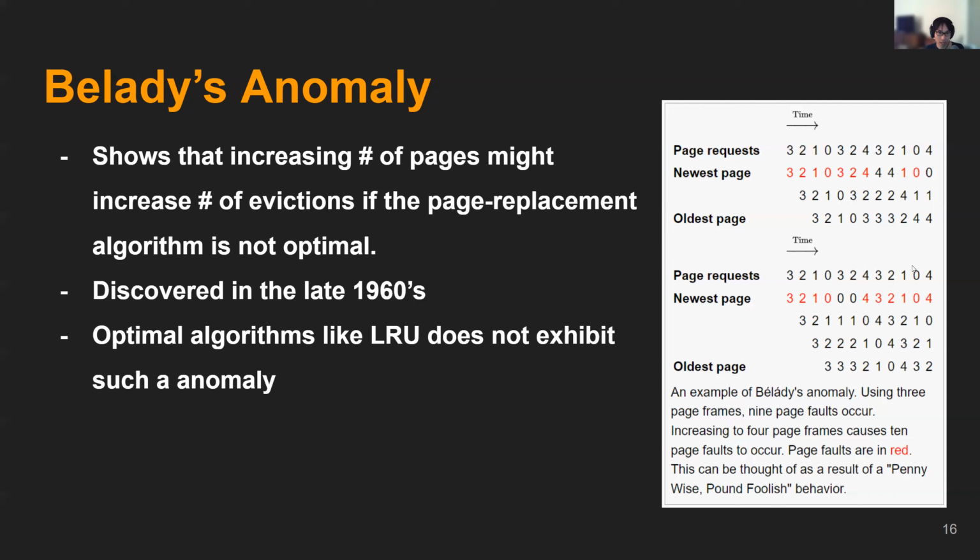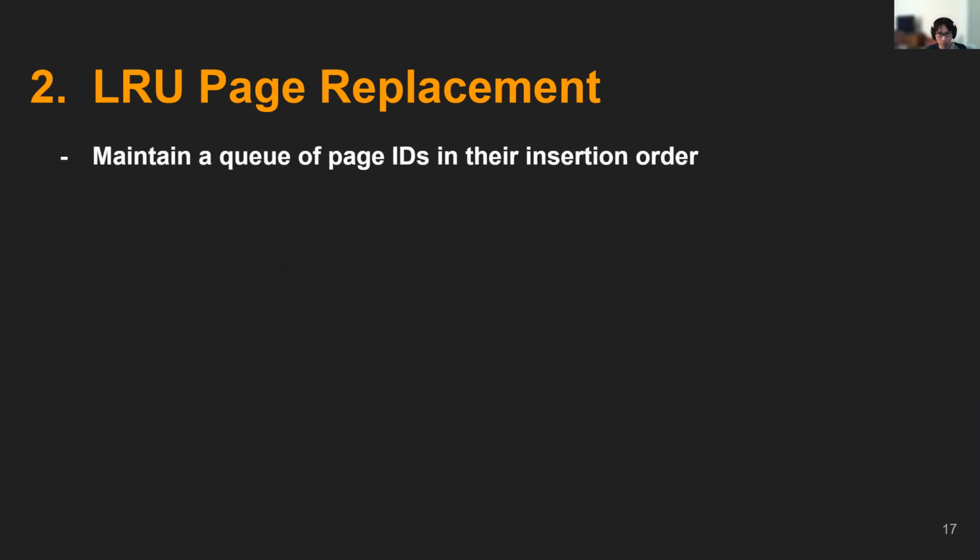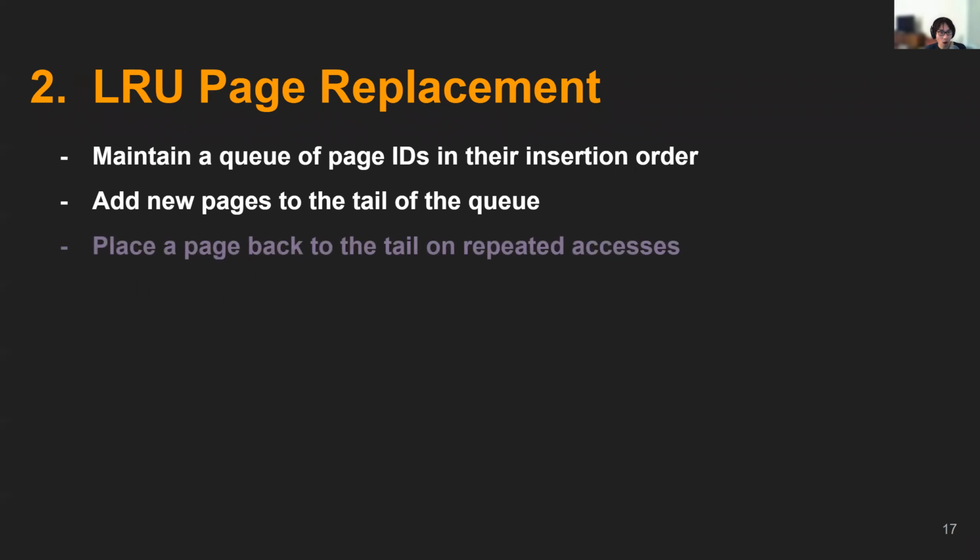I think Belady's anomaly in that paper describes that if the eviction algorithm is not optimal, this will always happen. And so now we are going to look at some optimal eviction algorithms. The first one is called LRU page replacement, standing for least recently used. It still maintains a queue of page IDs in their insertion order, and it adds new pages to the tail of the queue. But the only difference between LRU and FIFO page replacement is that LRU keeps updating the page if it has repeated access.